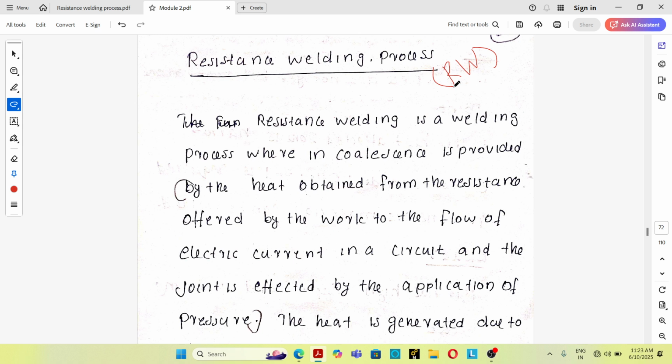In a resistance welding process, the heat required for welding is obtained from the resistance offered by the work to the flow of electric current. So during the process, current is flowing through the workpiece to be joined. The heat is produced by the resistance offered by the workpiece to the flow of electricity. After the material is heated to a plastic state, the correct amount of pressure is applied and a metallurgical joint is created between the parts. So this is the working principle of a resistance welding process.